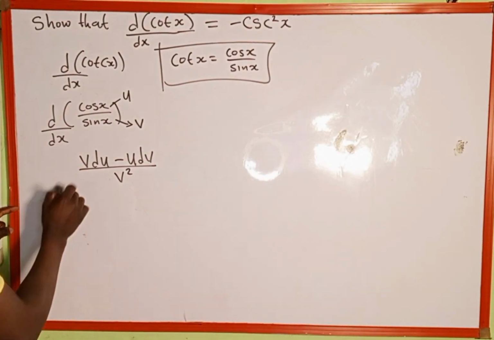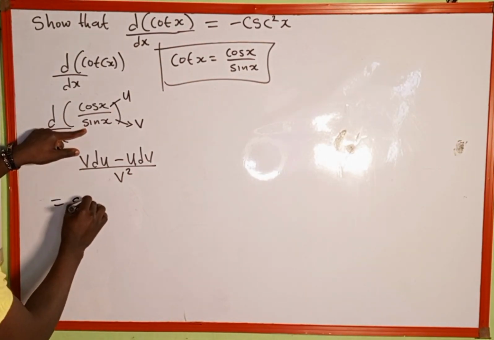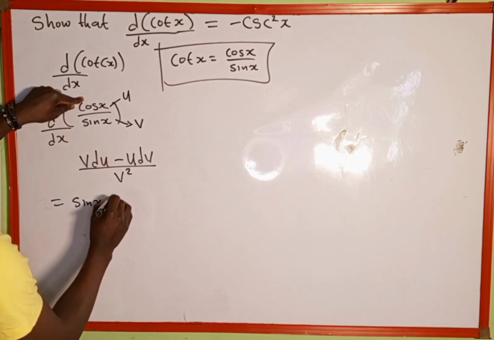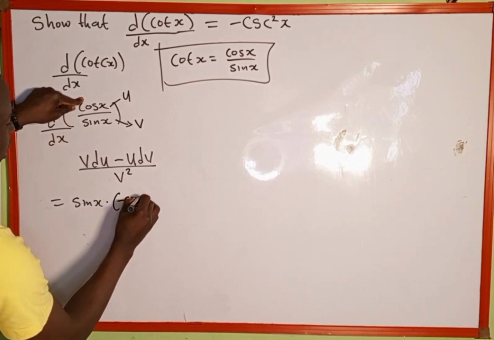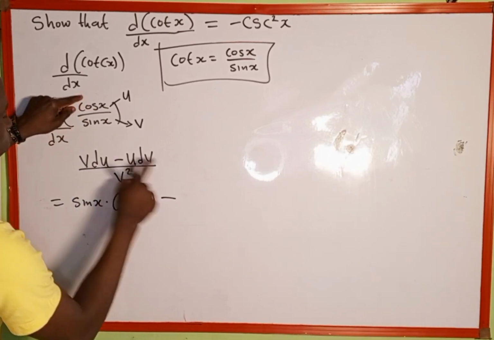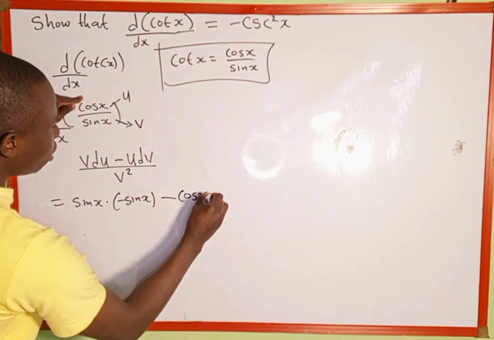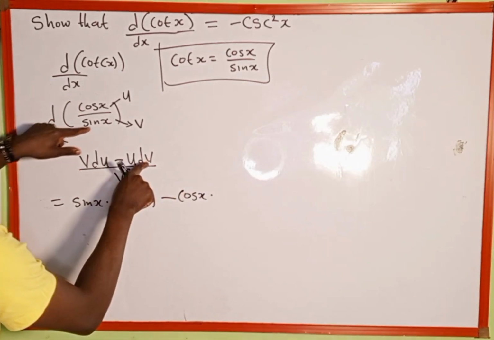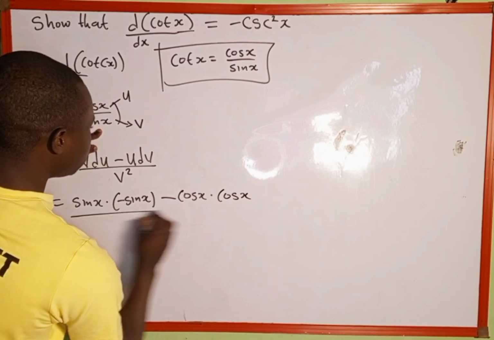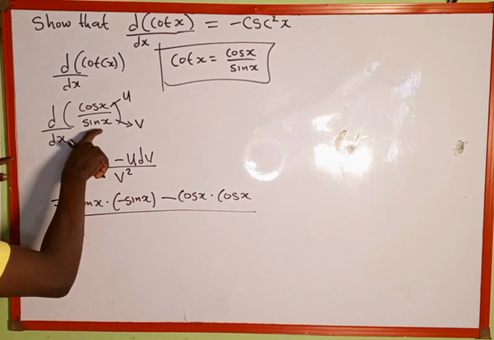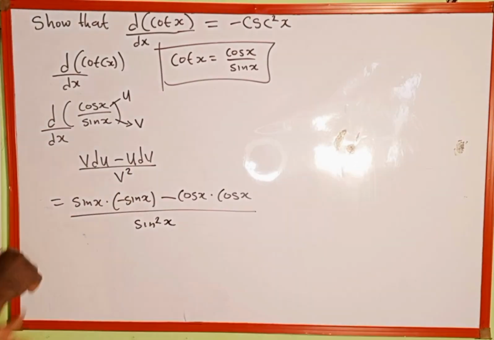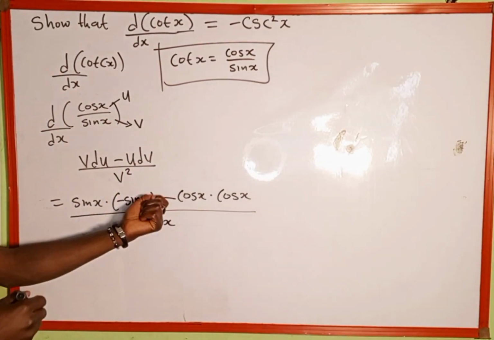So this is going to be equal to v, we let v be sine x, multiplied by the derivative of u, and the derivative of cos x is going to give us negative sine x, minus, from this formula, u which is cosine x, multiplied by the derivative of v, and the derivative of sine x is going to give us cos x, then everything all over v squared. V is sine x, so this is going to be sine square x.